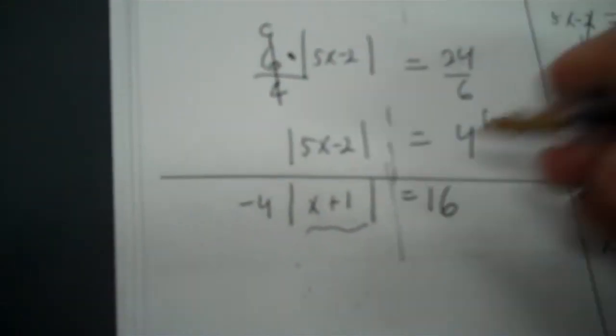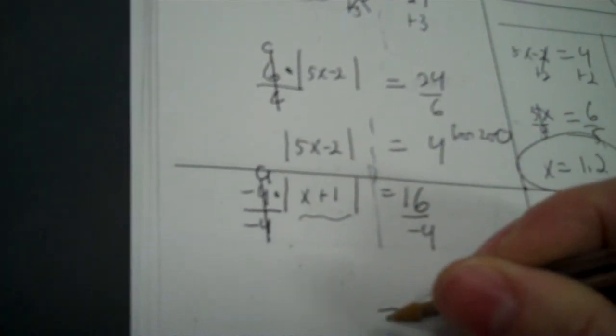Okay, next one. The inside expression is x plus 1. Now, you got an a value. A values we divide by. Divide by negative 4, divide by negative 4. Okay, and that's going to be negative 4, and I have the absolute value x plus 1. Now I don't have any more a or k values. But here's the deal.